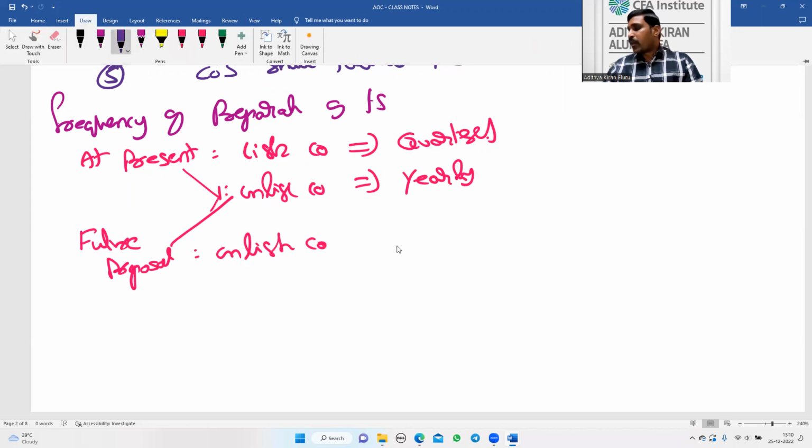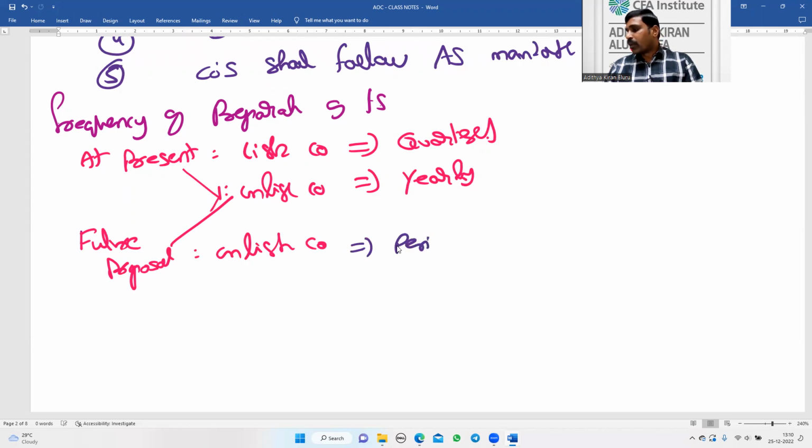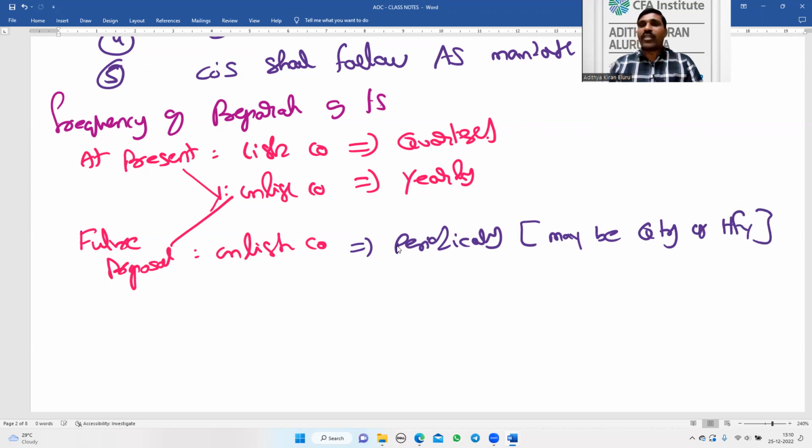What do unlisted companies have to do? Periodically, they have to prepare the financial statements. What is that periodically? We don't know. The central government is yet to announce whether it is quarterly, half yearly or per annum. Maybe quarterly or half yearly. As of now the central government says only periodically, so we have to wait and see.